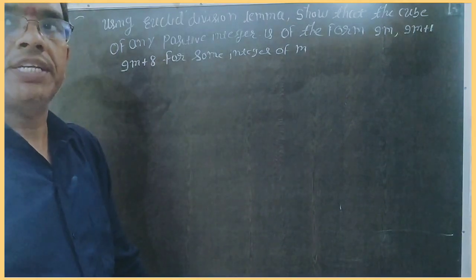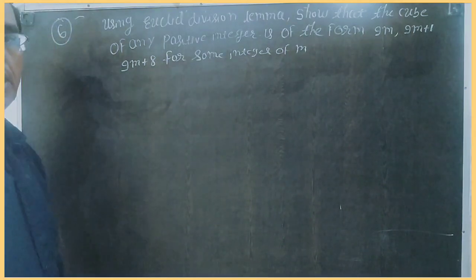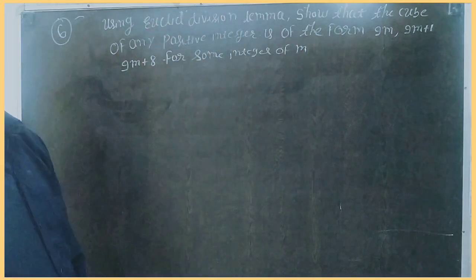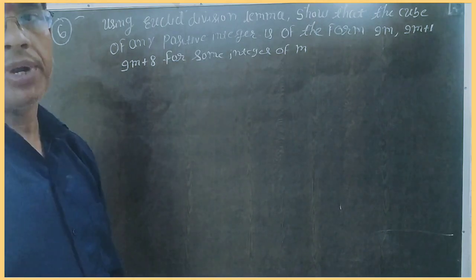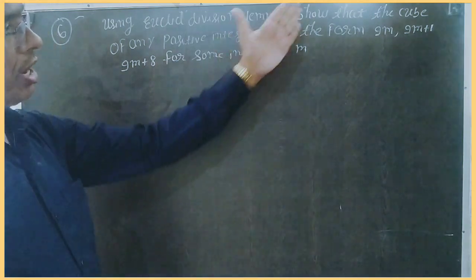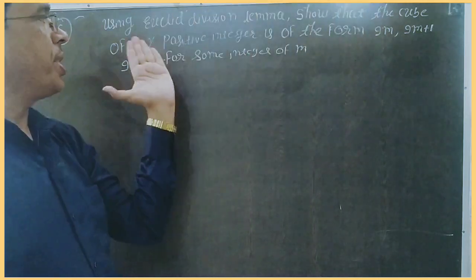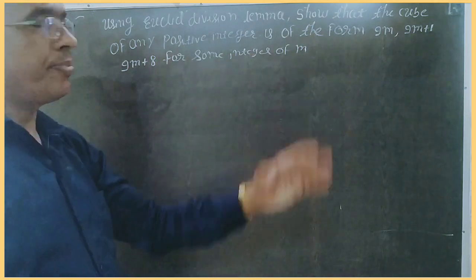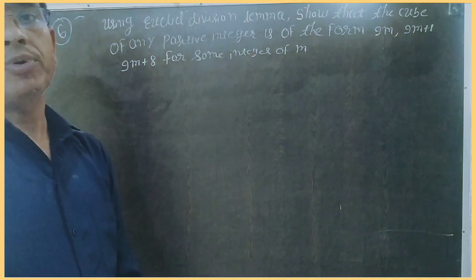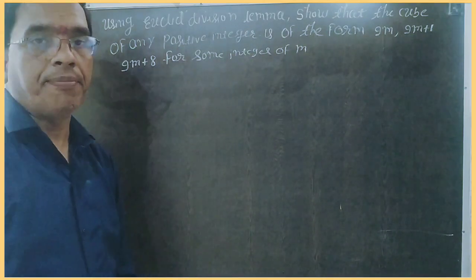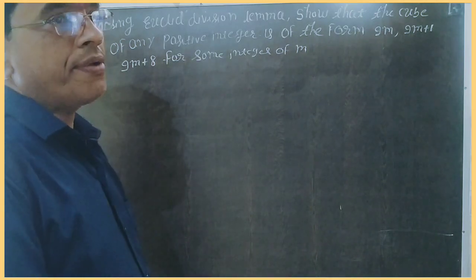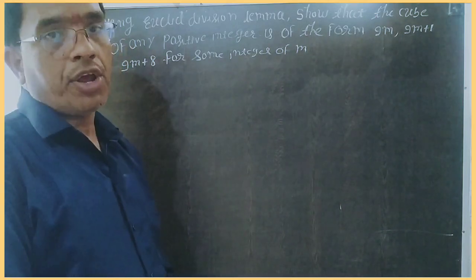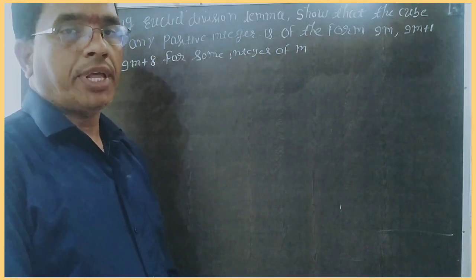Now example 6, as in example 5. In example 5, by using Euclid's division, show that the square of a positive integer is of the form 3m or 3m plus 1. But in this question, show that the cube of any positive integer is of the form 9m, 9m plus 1 or 9m plus 8. Both are the same questions with a slight difference: in example 5 it is the square of a positive integer, and in example 6 it is the cube of the positive integer. The start is the same.